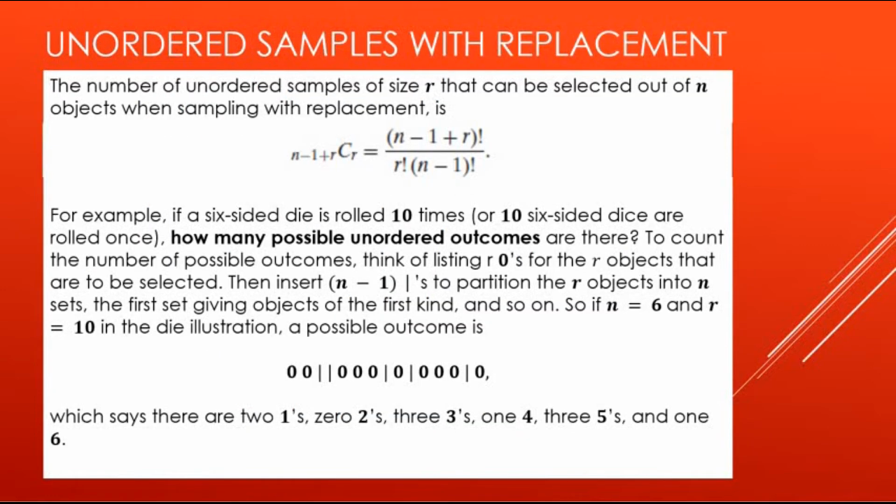In unordered samples with replacement, the number of unordered samples of size r that can be selected out of n objects when sampling with replacement is (n minus 1 plus r)Cr, which equals (n minus 1 plus r) factorial over r factorial times (n minus 1) factorial.